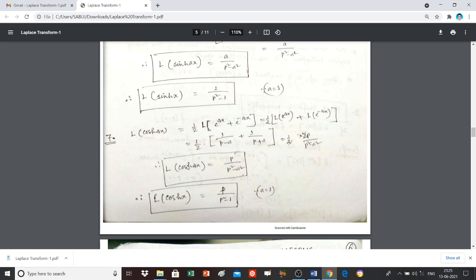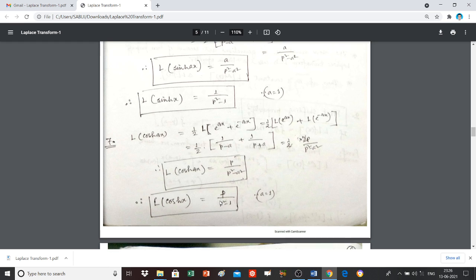And from this relation, you can calculate Laplace transform of cos hyperbolic x. That means in this case, a is equal to 1. So from this relation, Laplace transform of cos hyperbolic x is equal to p by p square minus 1.